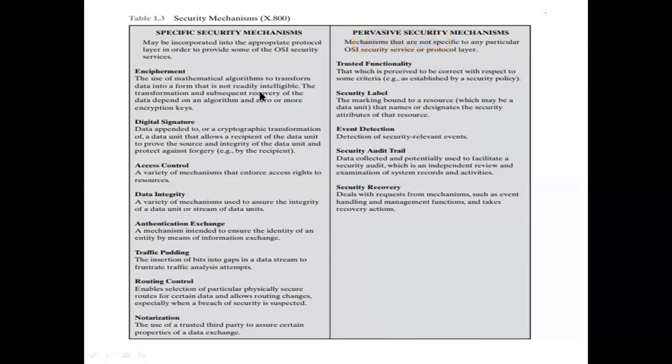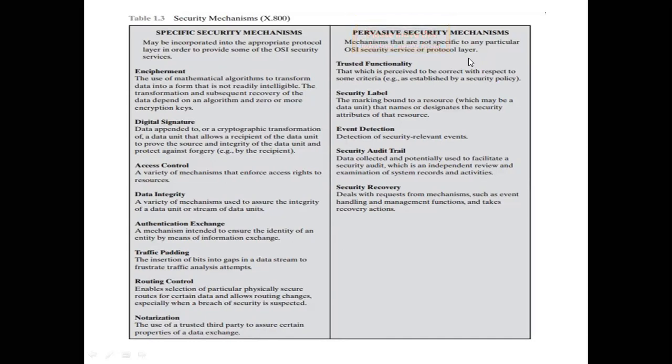Mainly, the security mechanisms we generally divide into two types. One is related to the ISO-OSI layer, based on that layer's services, and the second one is not related to the ISO-OSI layers. So simply, these mechanisms are divided into two types: one is the specific security mechanisms, and the second one is the pervasive security mechanisms.